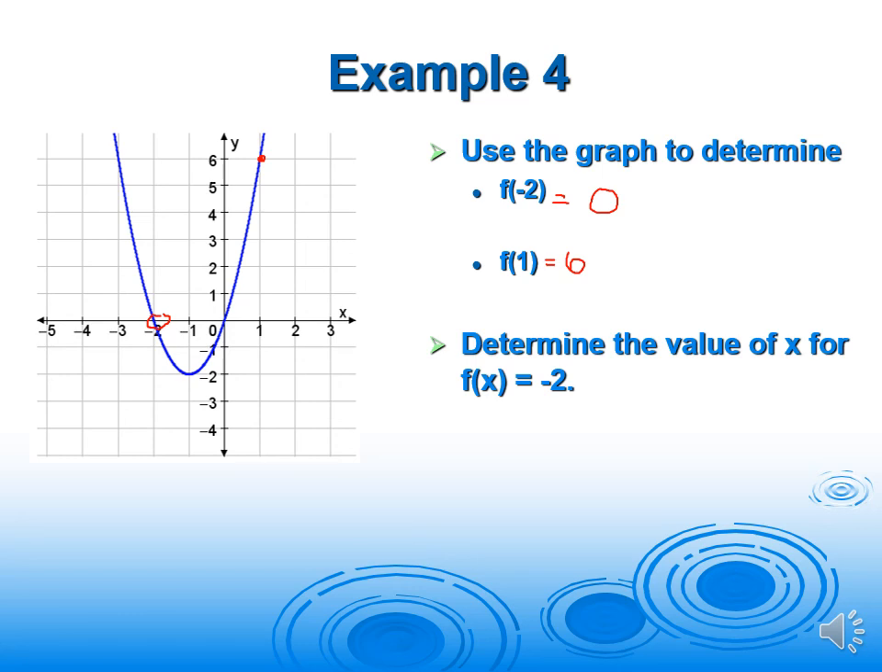And then determine the value of x for f of x equals negative 2. Well, this is backwards. This is, okay, where's negative 2 on the y? Here it is. What is the x value? Negative 1.